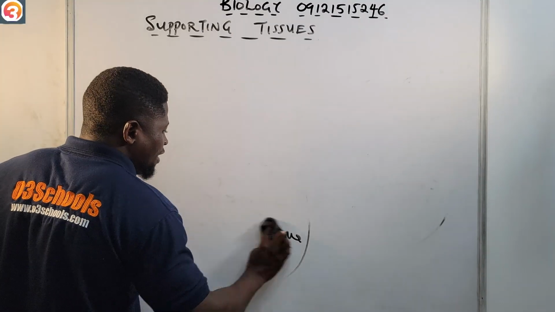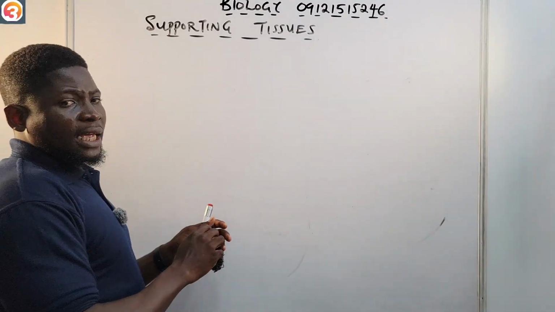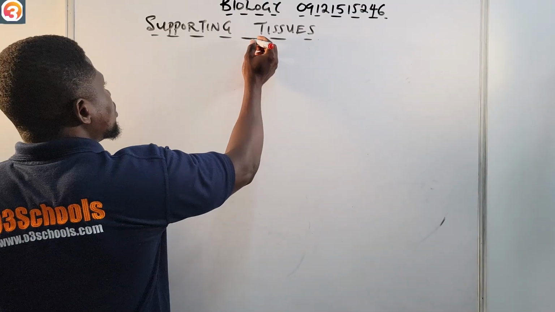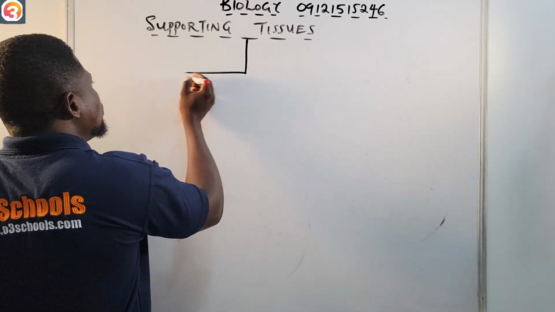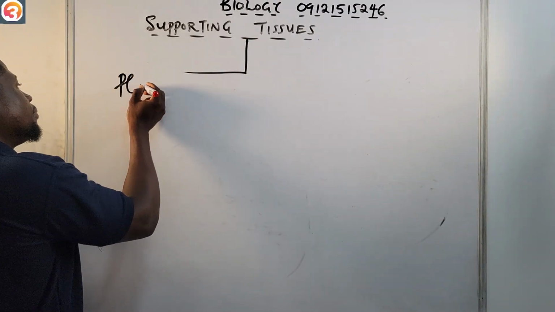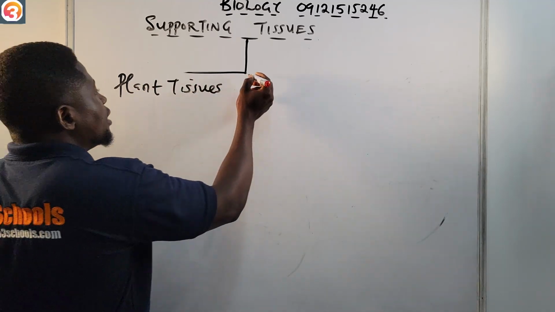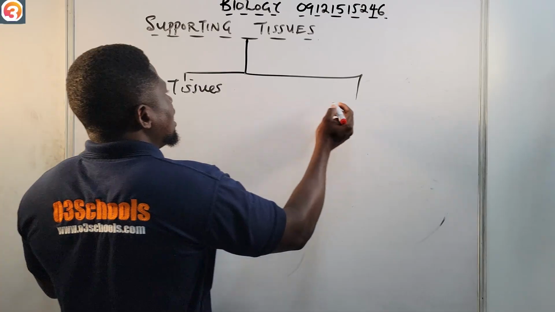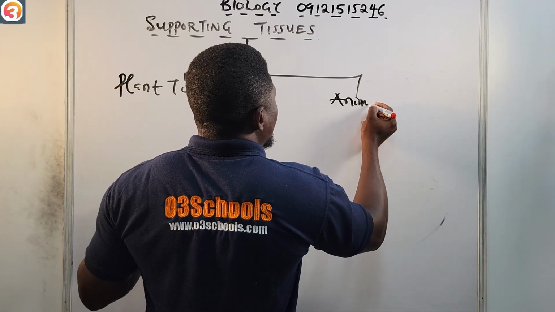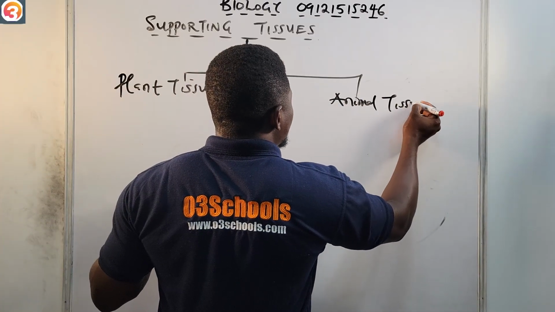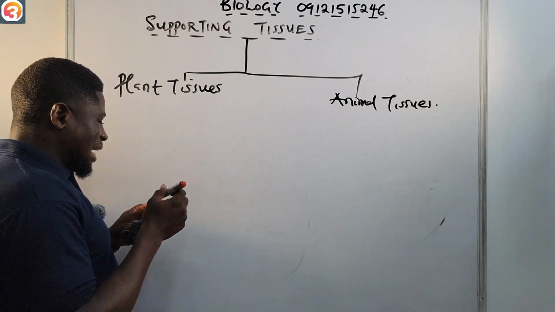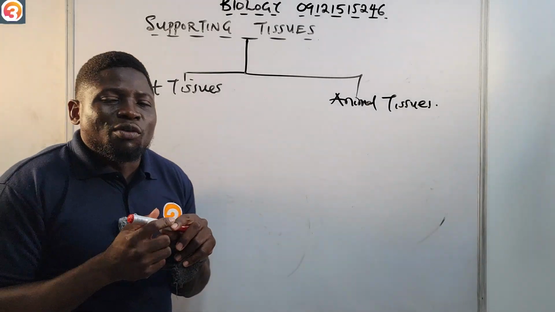Now let us talk about tissues. We say tissues are divided into two. We have plant tissues, and we also have animal tissues.